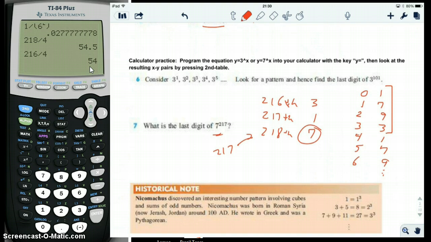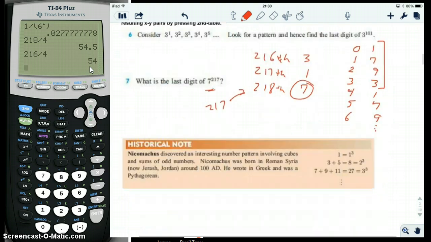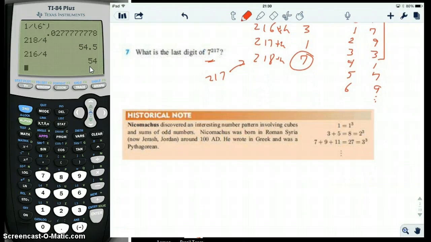And then last of all, this is a very interesting historical note about how the third power behaves.